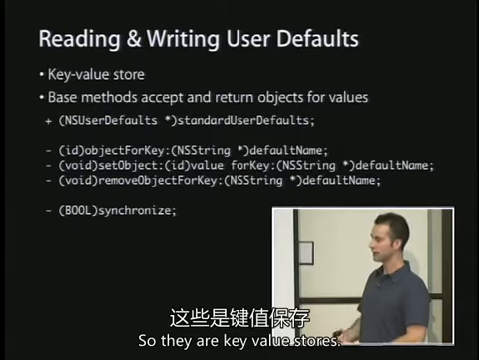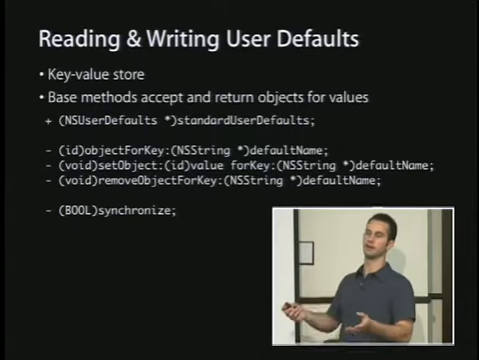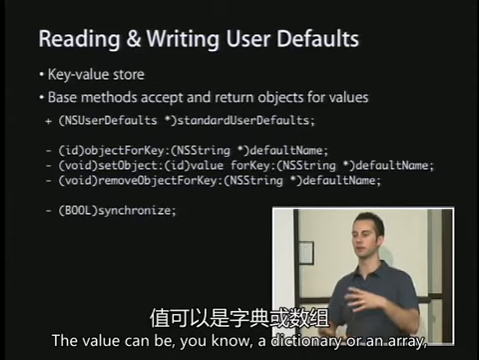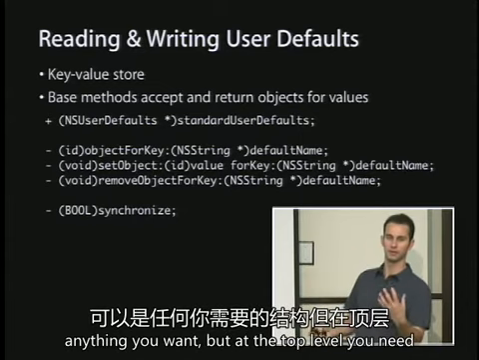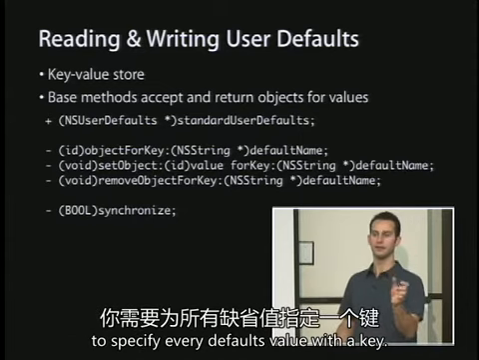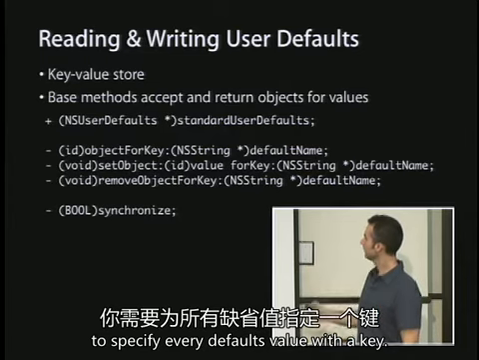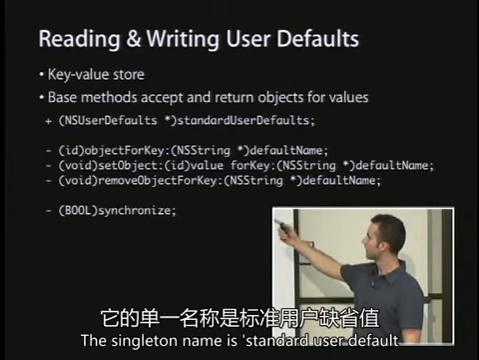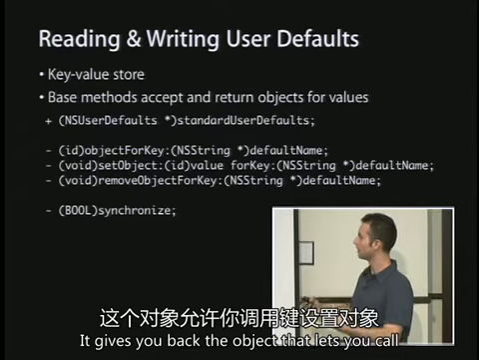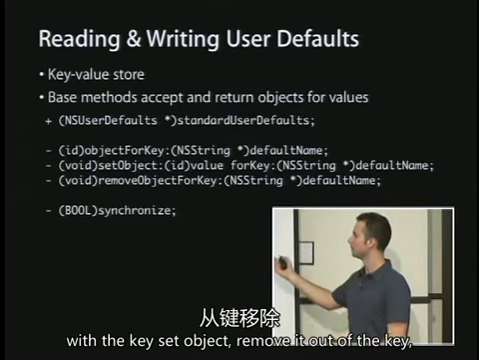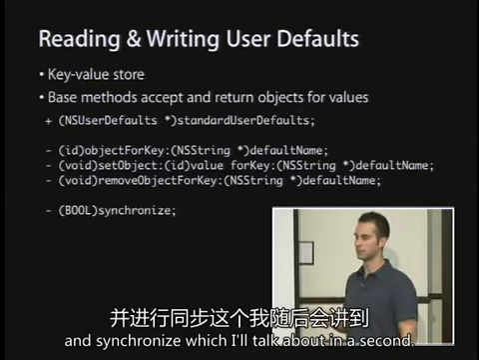So they're key value stores. You say key and you can store a value. The value can be a dictionary or an array, anything you want. But at the top level, you need to specify every defaults value with a key. The singleton name is standard user defaults. It gives you back the object that lets you call object for key, set object, remove object for key, and synchronize, which I'll talk about in a second.